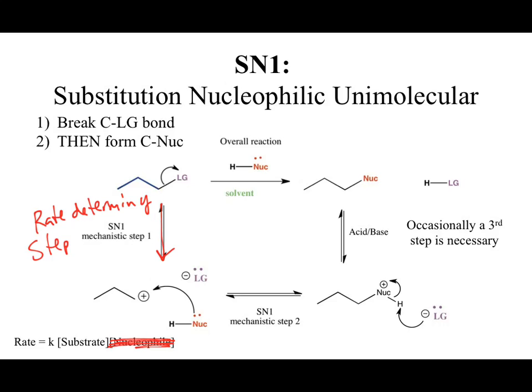SN1, where did the 1 come from? Unimolecular, referring to, Gen Chem 2, the number of species in my rate law. How many species are in the rate law? Only one. So I'm looking at a unimolecular reaction. That's where the 1 comes from, SN1.